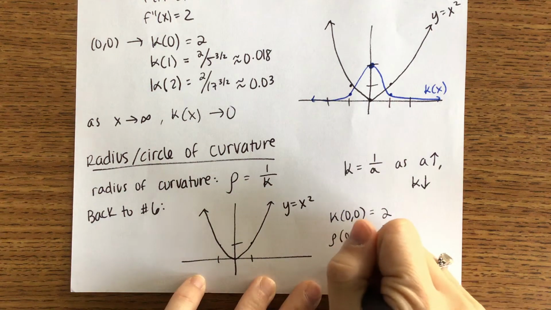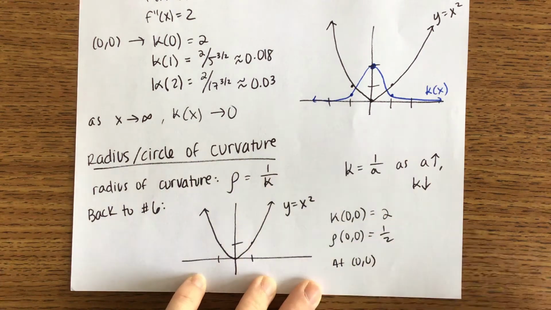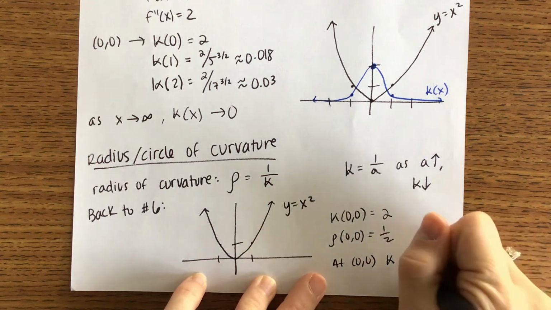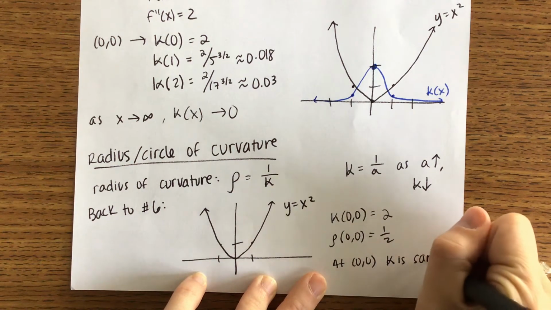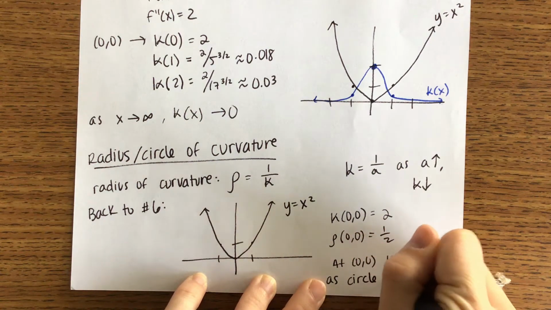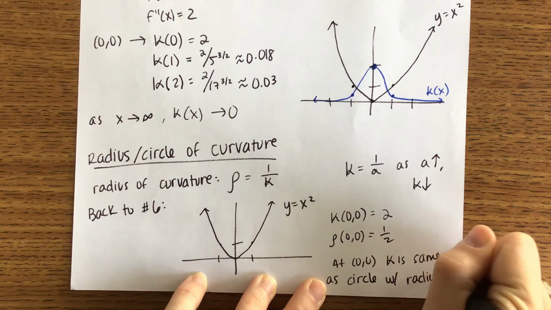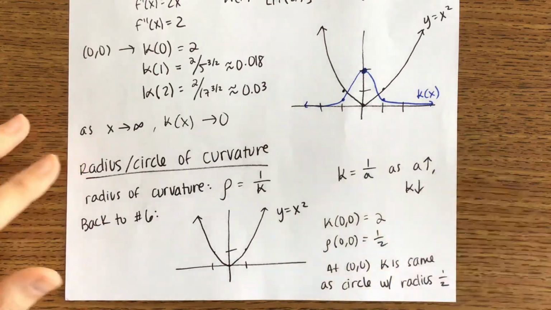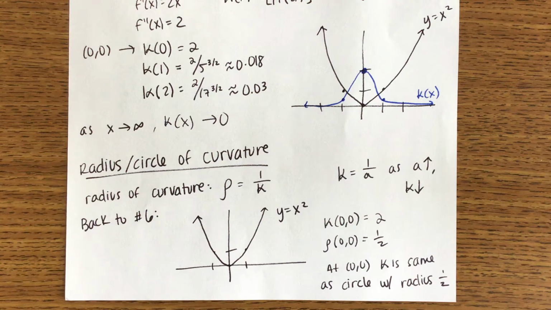Okay, so this is what that tells us. At the point 0, 0, whatever the curvature is, it's the same curvature as a circle with a radius of 1/2. So if we had a circle that had a radius of 1/2, it would have the same curvature as this function at the point 0, 0.